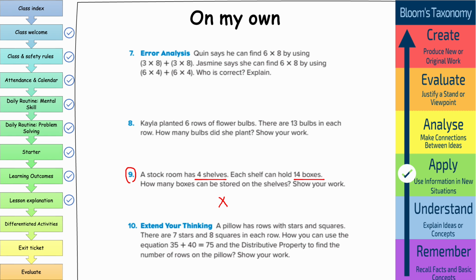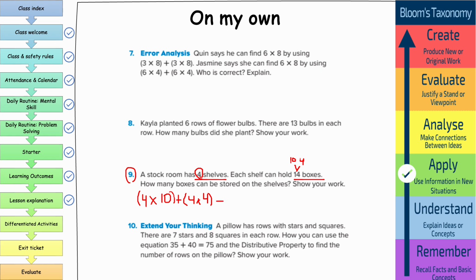So it will be 4 multiplied by 14. Now I will erase this because I need to use the distributive property. So I will decompose the 14 to 10 and 4. So the first one will be 4, which is this number of the shelves, times 10 plus 4 times second number is 4.